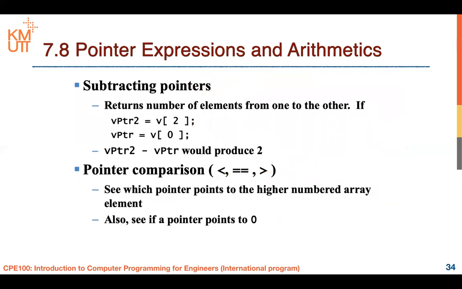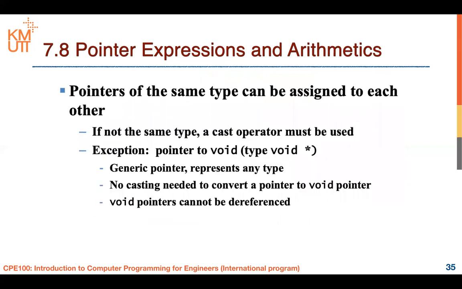We can also use subtracting, so subtracting pointers, and also pointer comparison. Pointers of the same type can be assigned to each other. For example, a pointer to integer you can assign to a pointer to integer as well. But if not the same type, you can cast by void first. You can use type void star to cast the address of a different type.